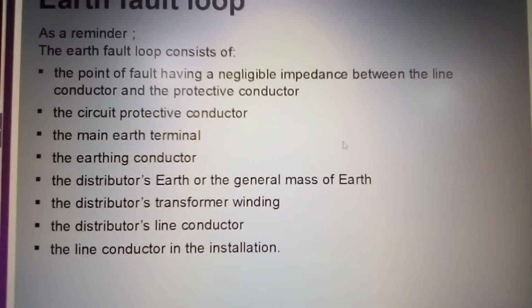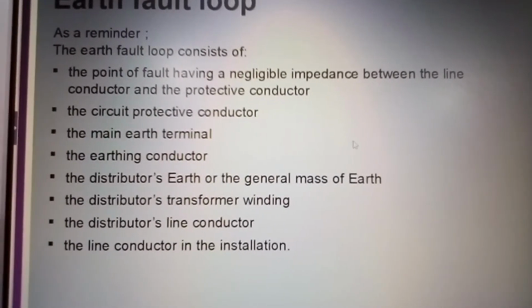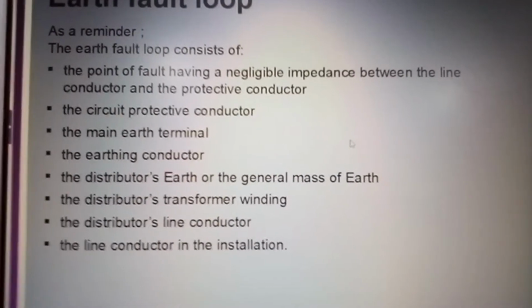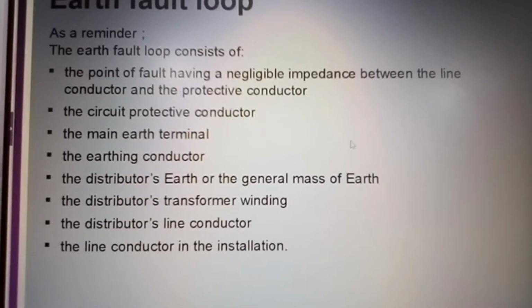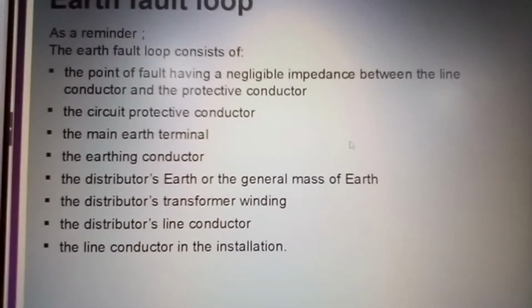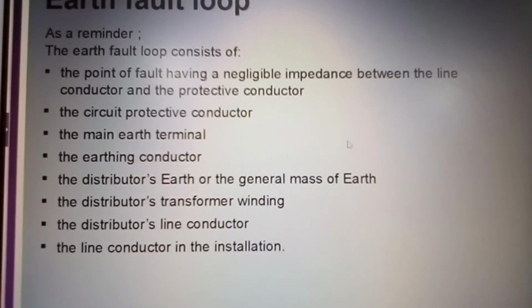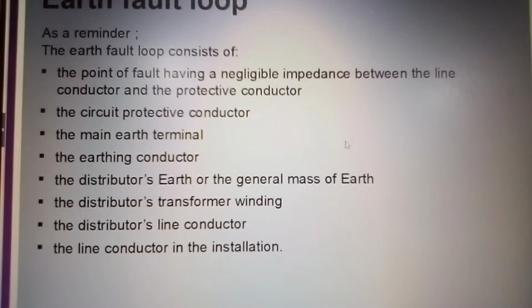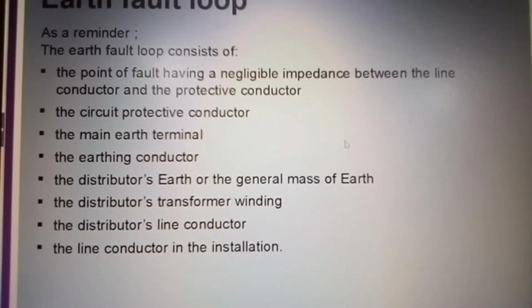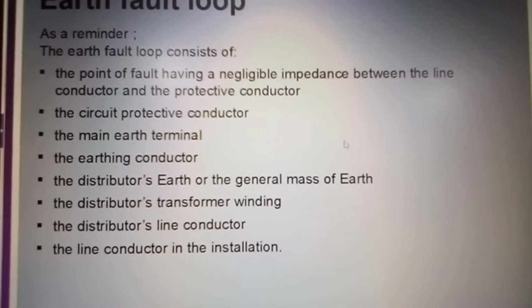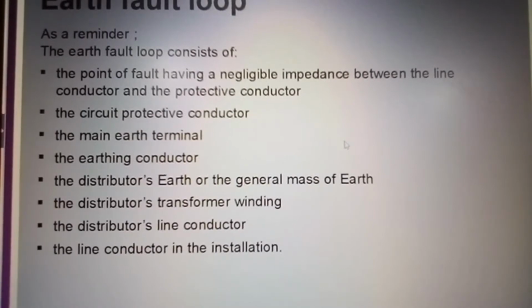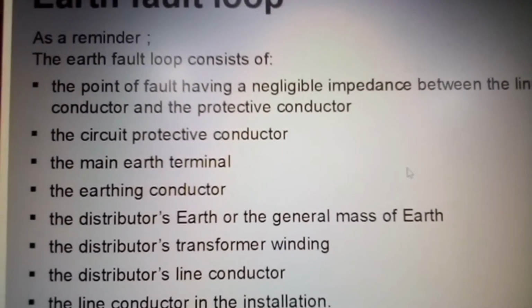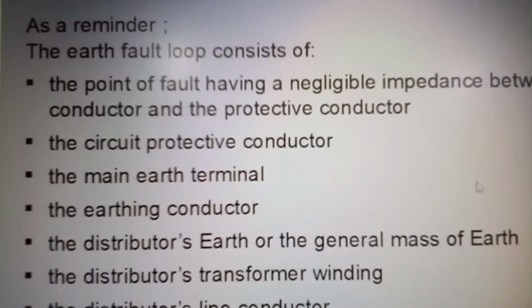The earth fault loop consists of the point of fault having a negligible impedance, the circuit protective conductor, the main earth terminal, the earthing conductor, the distributor's earth or the general mass of earth, the distributor's transformer winding, the distributed line conductor, the line conductor in the installation. And I'm just going to go close for you so you can see this for yourself.